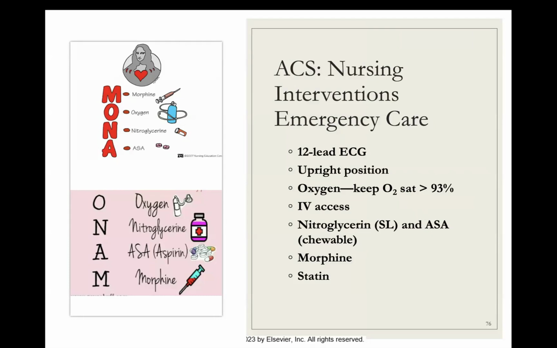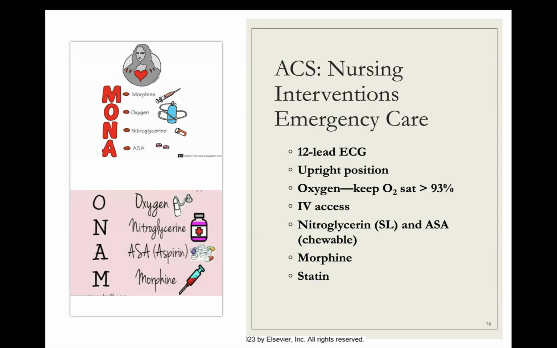We want to make sure that we're giving them sublingual nitroglycerin to create rapid vasodilation, and then chewable aspirin to stop the platelet activity of those occlusions in the arteries getting any bigger. We don't want more platelets sticking to them. We're going to give morphine for pain relief and because it has vasodilating properties.